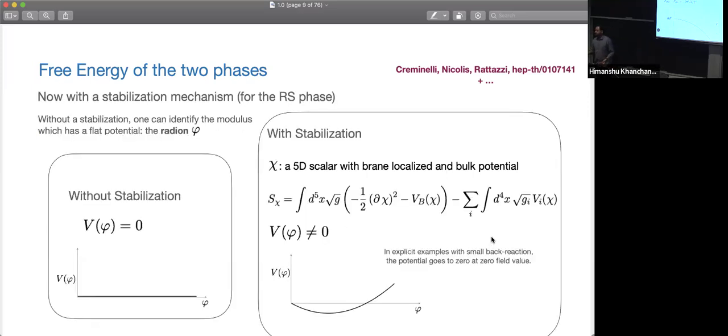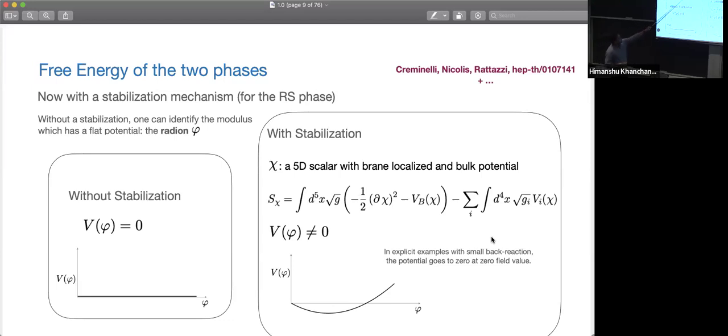Of course, this is where the stabilization mechanism becomes important, because without a stabilization mechanism, there is no confinement scale to begin with, right? So this is why this topology. And so there are many ways to do this stabilization. One can have a 5D field which introduces a potential for the IR brane, and you get a stable geometry.